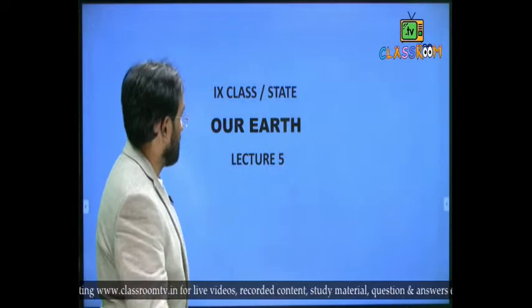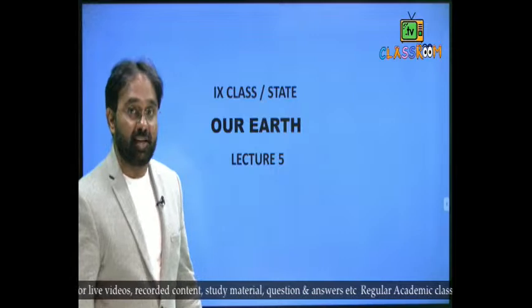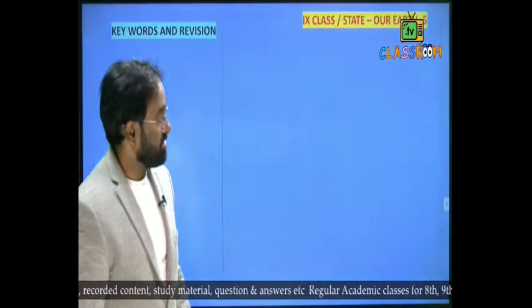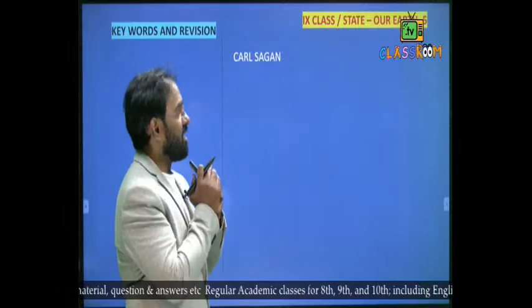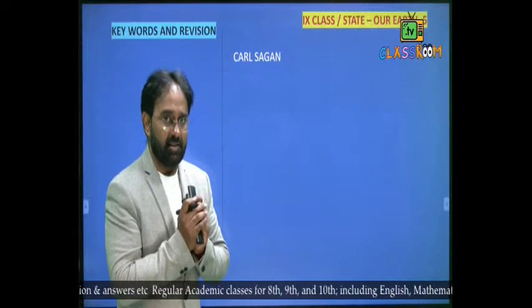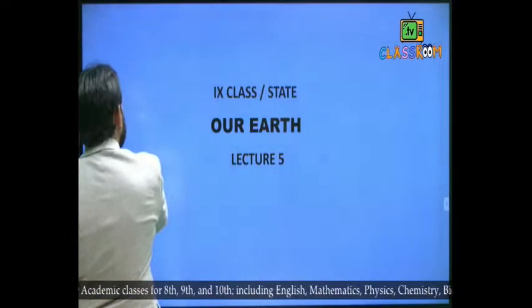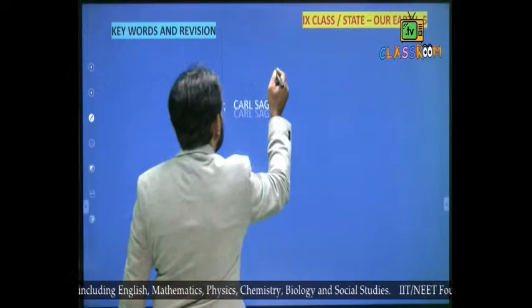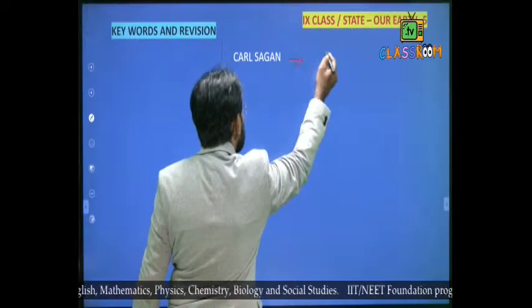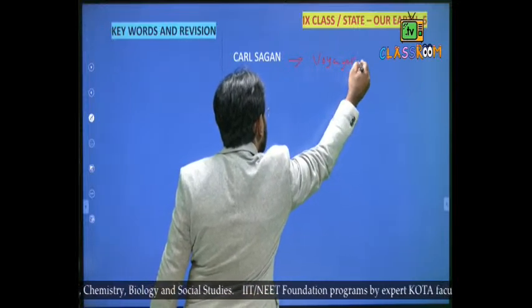Okay, see here, so this is lecture number 5, Our Earth. This is class 9, state syllabus. As I told you, we have started our discussion with Carl Sagan. Carl Sagan was an American astronomer who was basically related to the American Space Agency, and he requested Voyager 1 and Voyager 2.